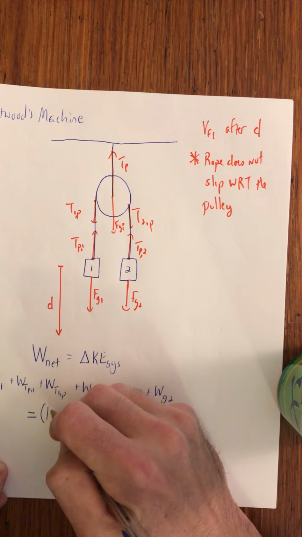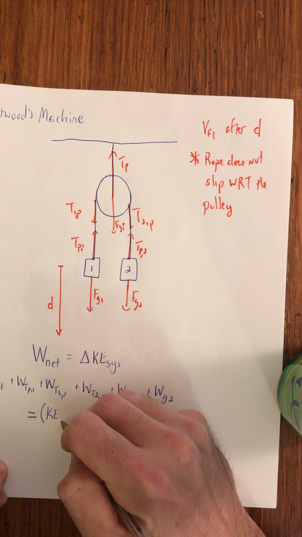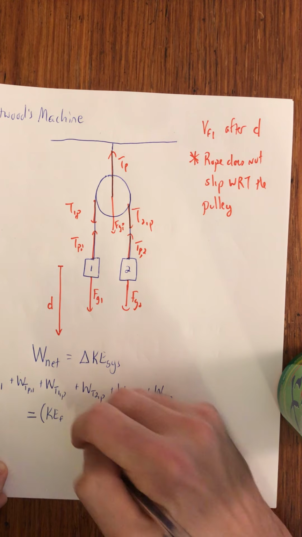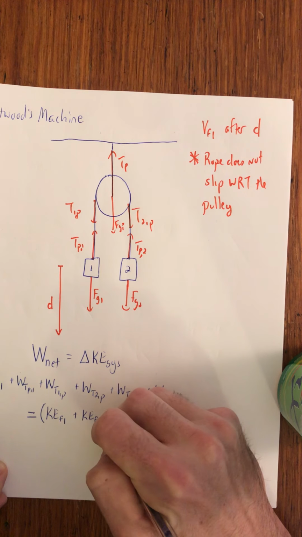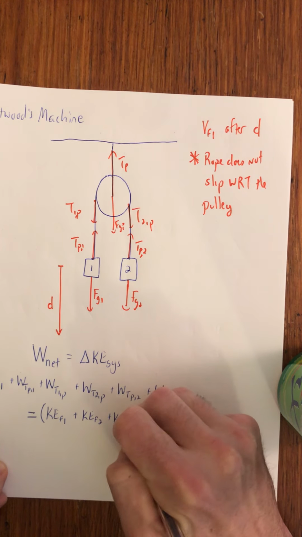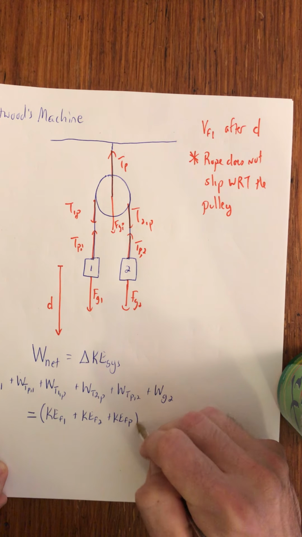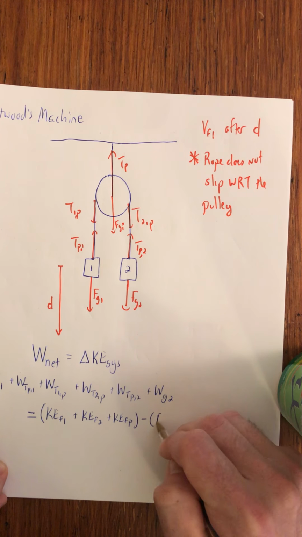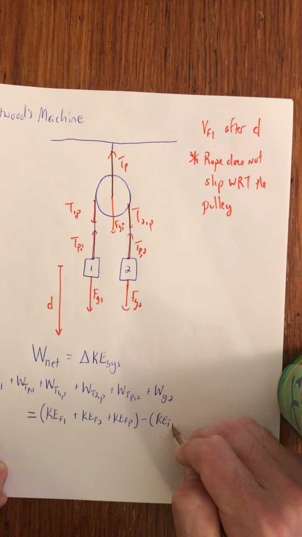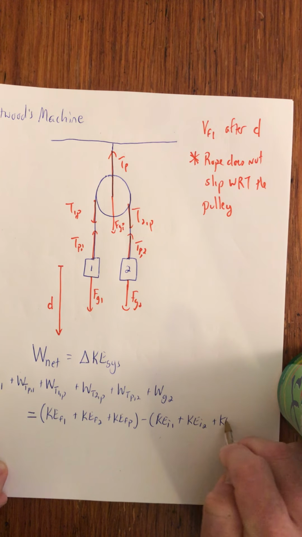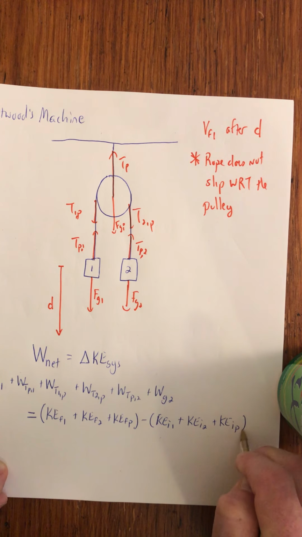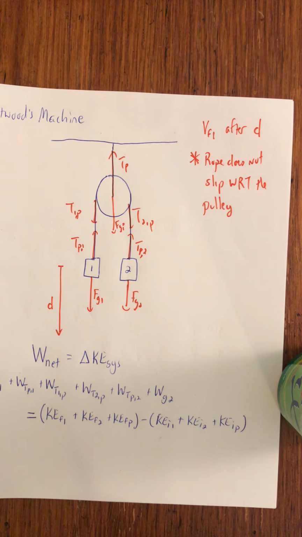And so that's going to be the kinetic energy finally of object 1, plus the kinetic energy finally of object 2, plus the kinetic energy finally of the pulley, minus the kinetic energy initially of 1, plus the kinetic energy initially of 2, plus the kinetic energy initially of the pulley. We're going to alter these terms in just a bit after we have a bit of a discussion.